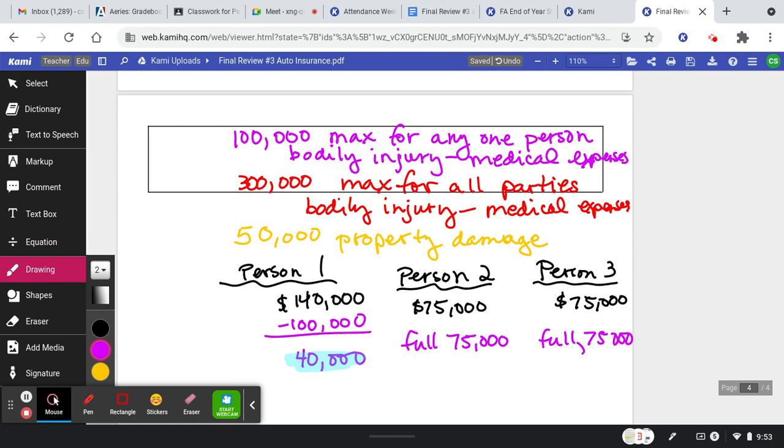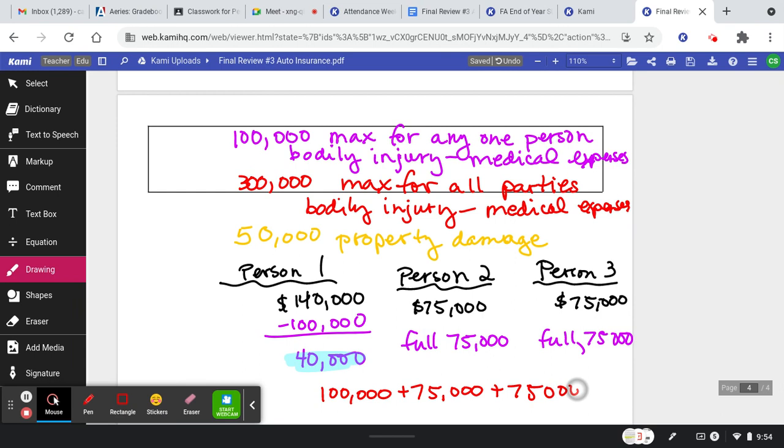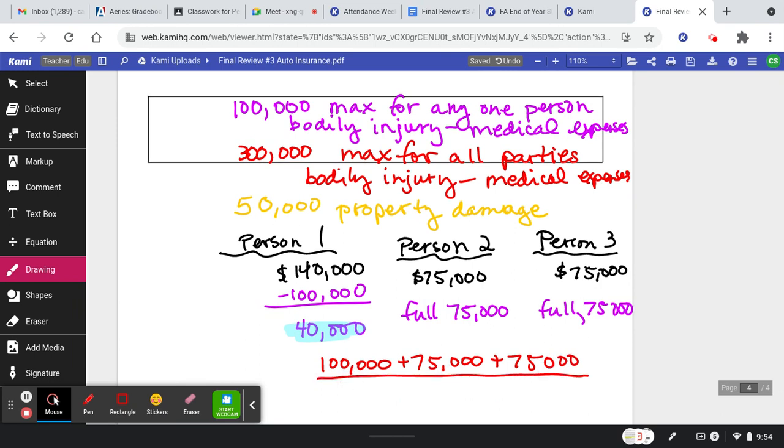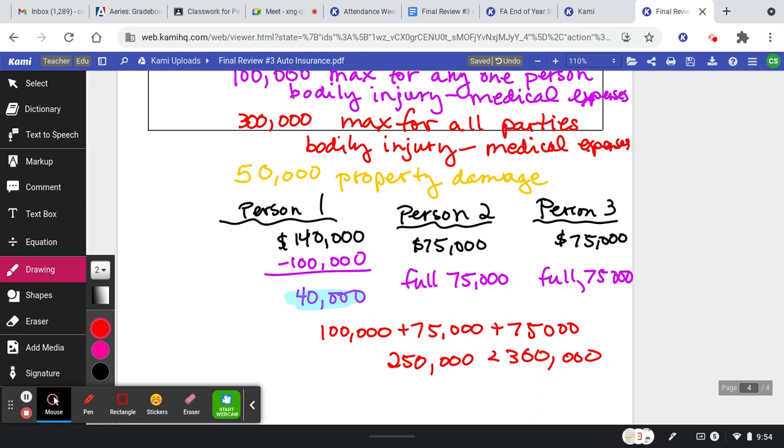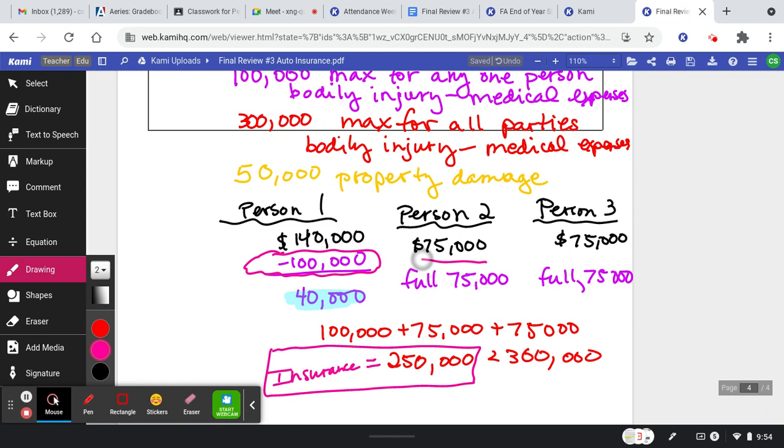And remember that all 3 of these combined have to be under the middle number to make sure that the insurance will still pay all those numbers. So we add it up, and that gives us $250,000, which is less than the $300,000 max. So insurance does cover it. So how much does insurance pay? Insurance pays $250,000 because it's paying $100,000 for person 1, $75,000 for person 2, and $75,000 for person 3.